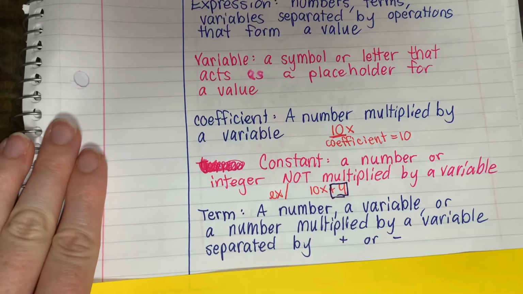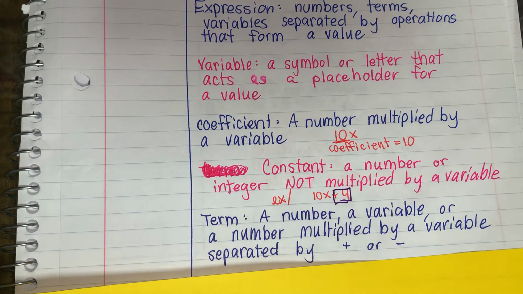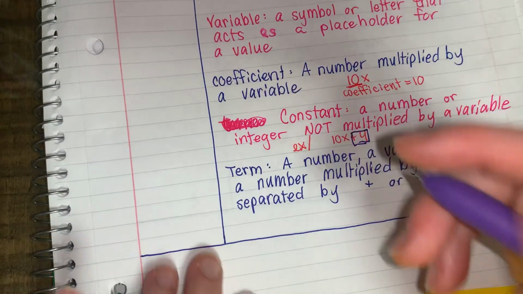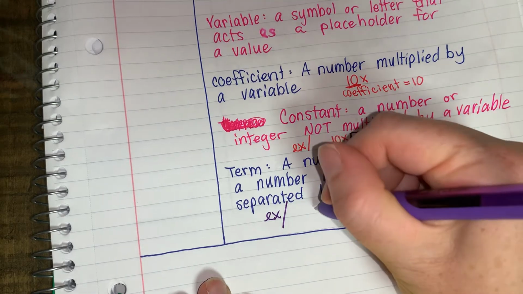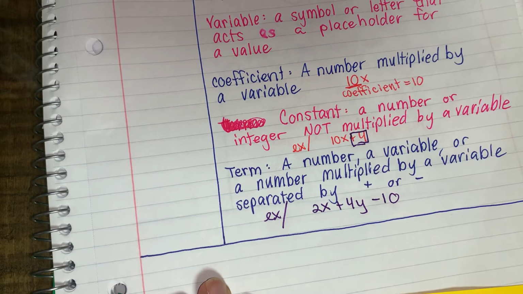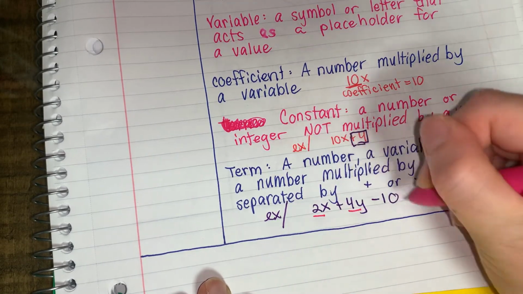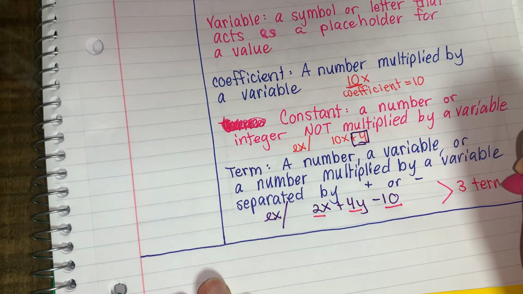And what is a term? A term can be a number, a term can be a variable, or a term can be a number multiplied by a variable. They're always separated by plus or minus. So, for example, 2x plus 4y minus 10. 1, 2, 3. 3 terms there.